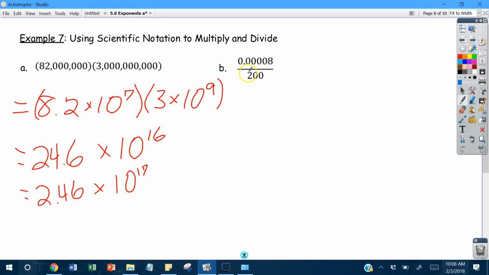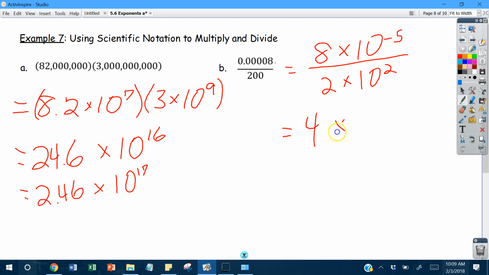We can do something similar here. Let's make this a division problem just like in example 6, where the numerator is going to be 8 times 10 to the, let's see, if I put the decimal there, 1, 2, 3, 4, 5, to the negative 5th, because it's a decimal. And this will be 2 times 10 squared, or 2 times 100, which gives you 200. And then do the division. So 8 divided by 2 gives you 4. And then 10 to the negative 5th divided by 10 squared, that's negative 5 minus 2, which gives me negative 7.